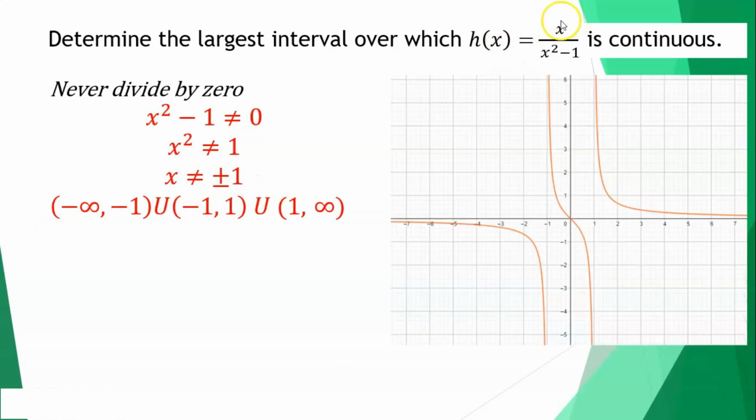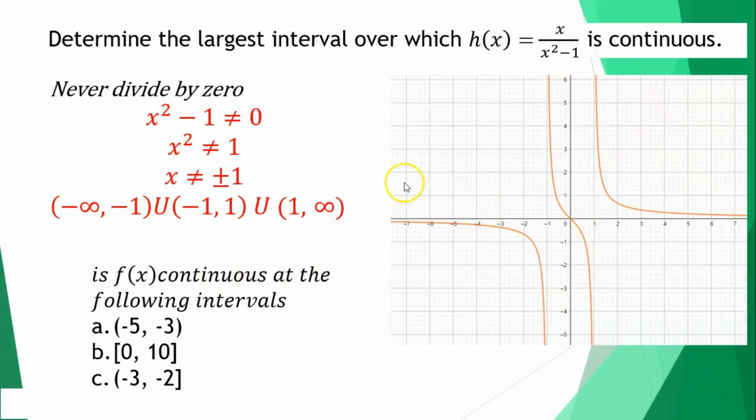Now take note, when you sketch x over x squared minus 1, you will get this graph. So take note of this. Now, based on the given, identify whether the following intervals are continuous. From negative 5 until negative 3, it is continuous. What about from 0 until 10 bracket? Our answer here is no. So take note, at x equals 1, it is broken. What about from negative 3 until negative 2? The answer here is yes. So take note of that.